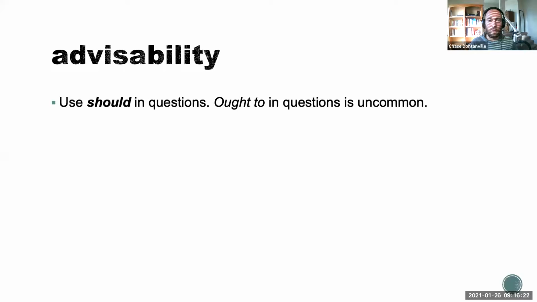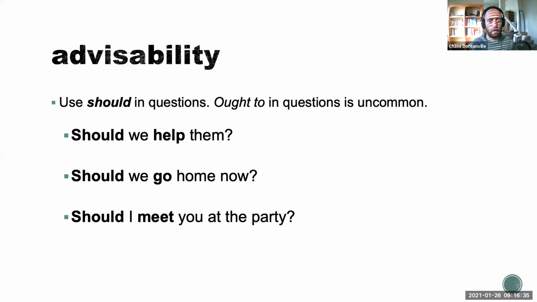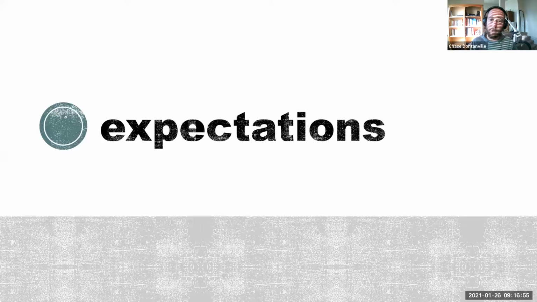Questions, right? So we use should in questions. Again, ought to in questions is uncommon, okay? Use should. Should we help them? Should we go home now? Should I meet you at the party? Here I'm asking for your advice. I want you to tell me, should we help them? Should we go home? Should I meet you? Give me advice. What should I or we do? Okay, so that was advice. Just think should. Should is for advice.